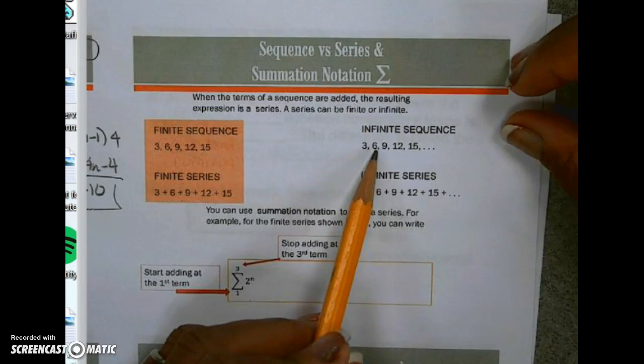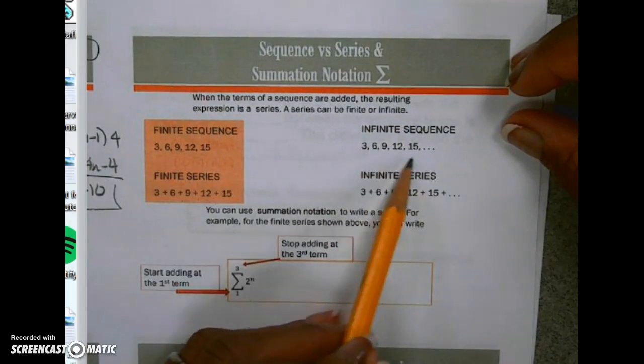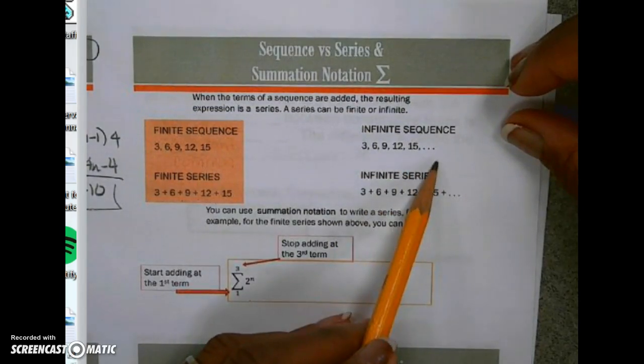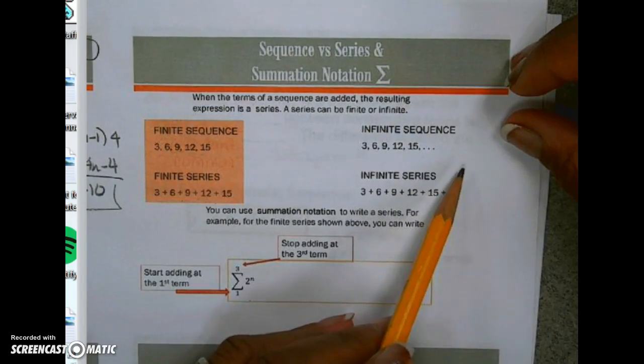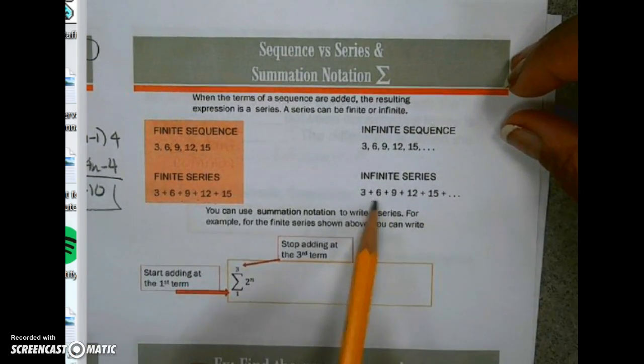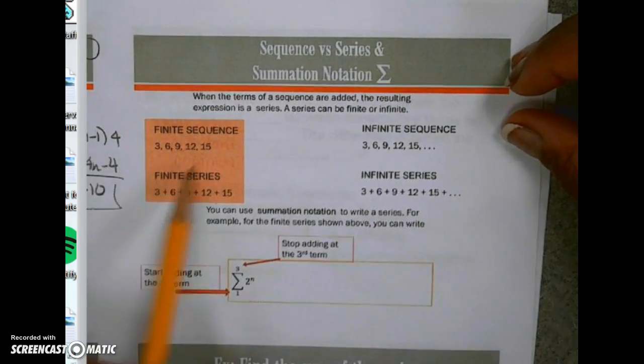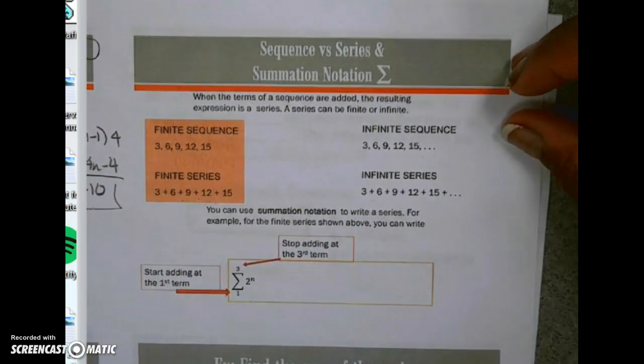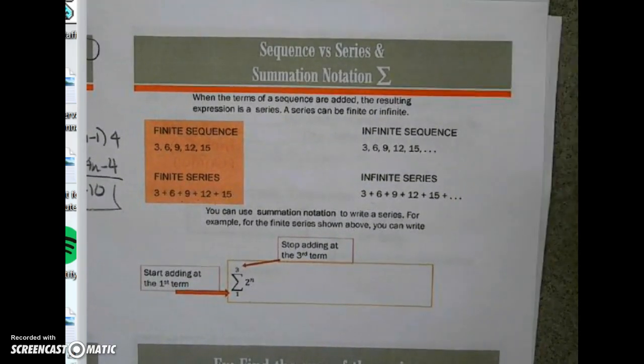An infinite sequence would be that same thing except the dot dot dot. It means it goes on forever and ever and ever. So there's no end to that. And then you would be able to add those as well. Probably more so in calculus, but these are the ones that we'll be dealing with more so in this class. So infinite, finite, sequence versus series.